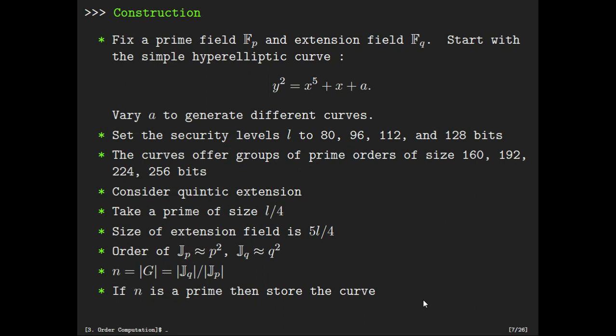Here a is the parameter of the curve. Vary a to generate different curves. So set the security levels L to 80, 96, 112 and 128 bits. So in this slide, basically we try to show how the security level is connected to the size of the small prime and size of extension field, and this can be better elaborated using one example.